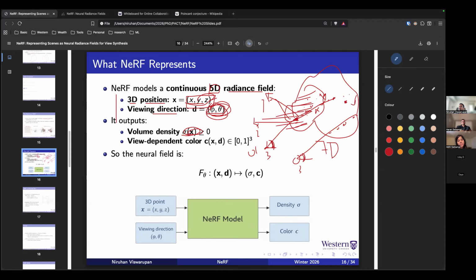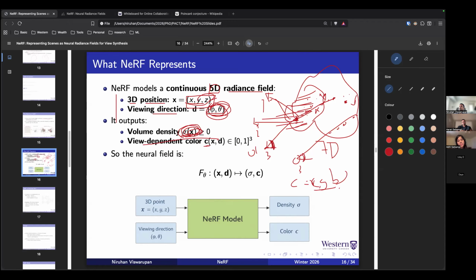So as output, for each point and viewing direction, the network will give volume density sigma of x, which is greater than or equal to 0, and then view dependent color C. So for each point, we will get RGB values, which is a vector. So C is equal to RGB. And from the notations, you can see the density depends on the location in space, but the RGB values depend on the location in space and also the viewing angle.